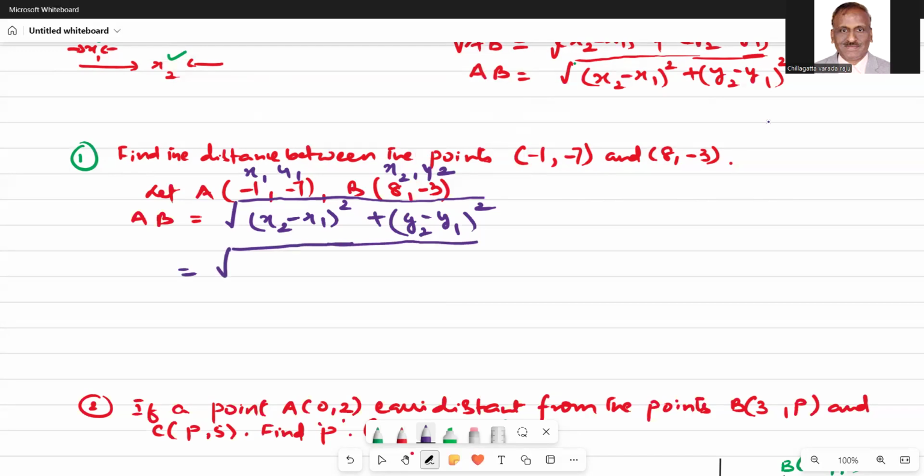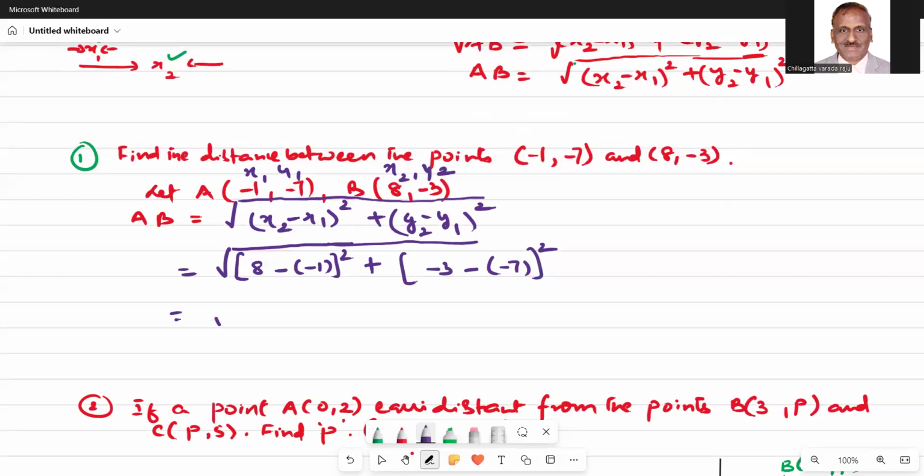x2 minus x1. That means the difference of their x coordinates. What is the x2 in the given point? 8 minus x1, which is -1. So 8 minus (-1) whole square. What is y2? y2 is equal to -3 minus y1, which is -7. Minus of -7. Be careful when the negative signs are there.